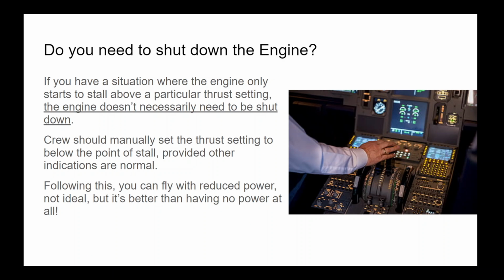So do you need to shut down the engine? If you have a situation where the engine only starts to stall above a particular thrust setting, the engine doesn't necessarily need to be shut down. Crew should manually set the thrust setting to below the point of stall, provided other indications are normal. Following this, you can fly with reduced power, not ideal, but it's better than having no power at all.